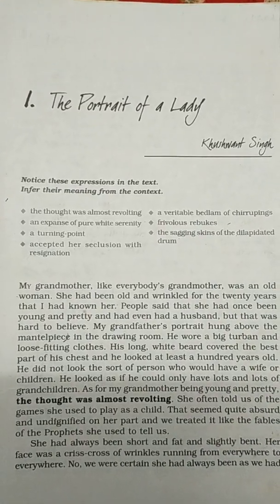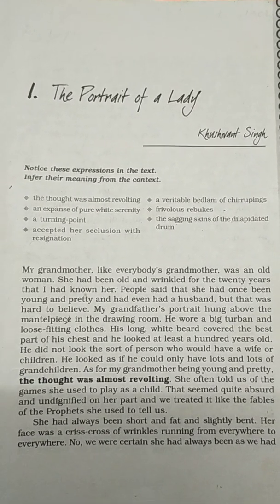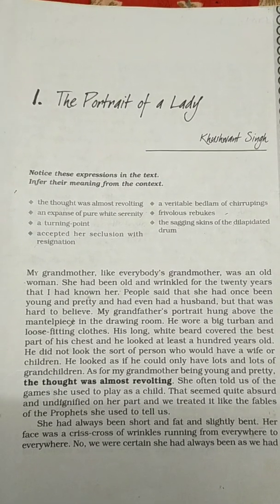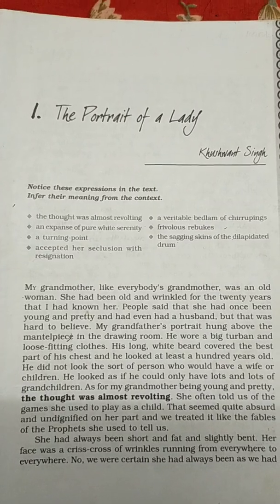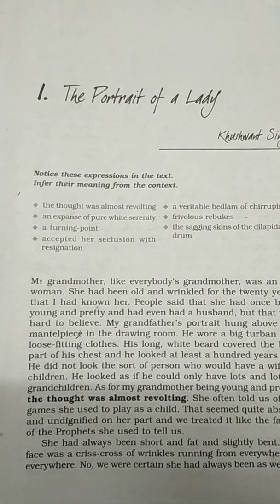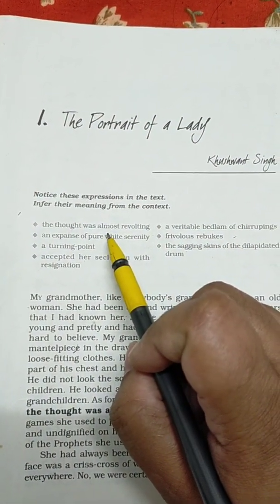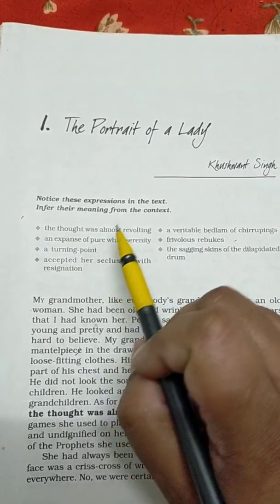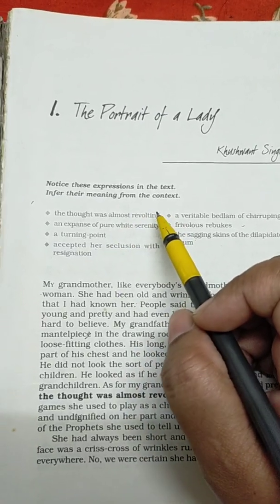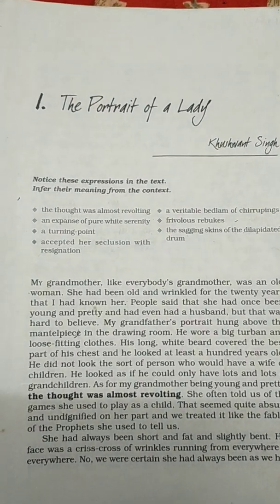Now before we start the chapter, there are a few expressions given in the beginning of the chapter, as you may see, and you need to infer their meaning from the context. The first one given here is, the thought was almost revolting, which means that the very idea was disgusting, something which is not matching up. The thought that is coming up is revolting in nature, and it is very hard to believe.